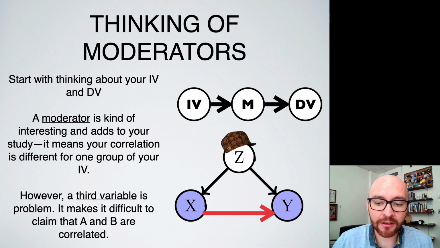Now, a third variable is actually something you don't want, right? A third variable gets in the way of our internal validity because we're trying to claim there's some kind of causal relationship or even just some relationship between both variables, but then there's some other third variable that actually explains that relationship. A moderator is different. A moderator, we actually accounted for in our design, and we're saying, yes, there's a relationship between our two variables, but it depends on this second variable.